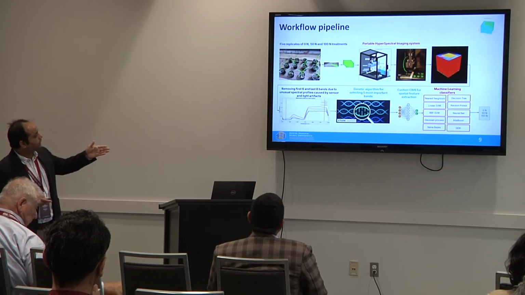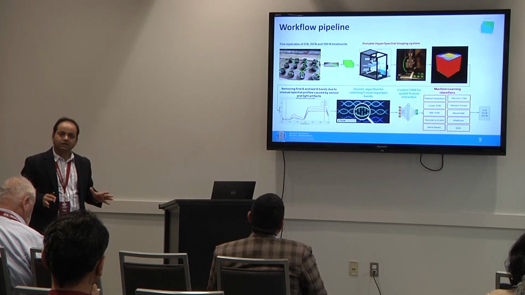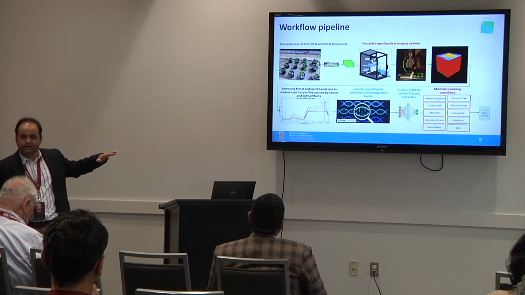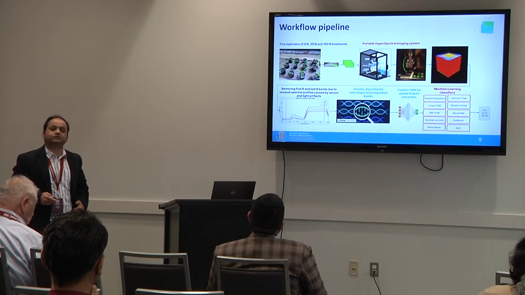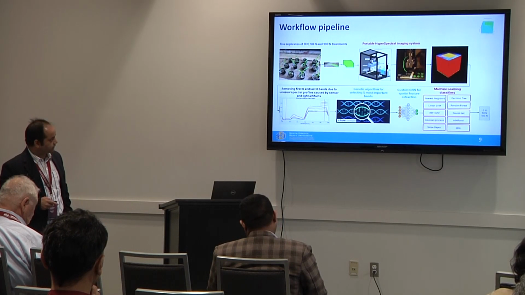Then we use a custom CNN to capture some spatial features. We then trained 10 different machine learning classifiers, which are traditional machine learning classifiers, and did the classification of 0N, 50N, and 100N nitrogen corn leaves.